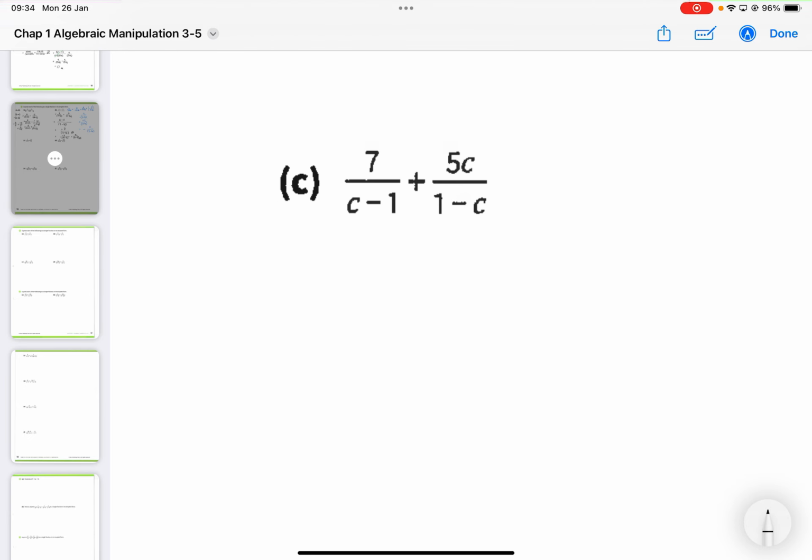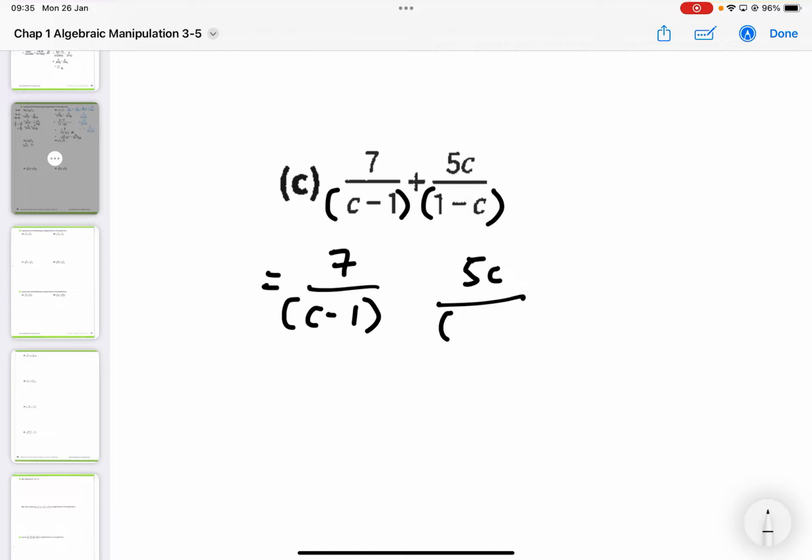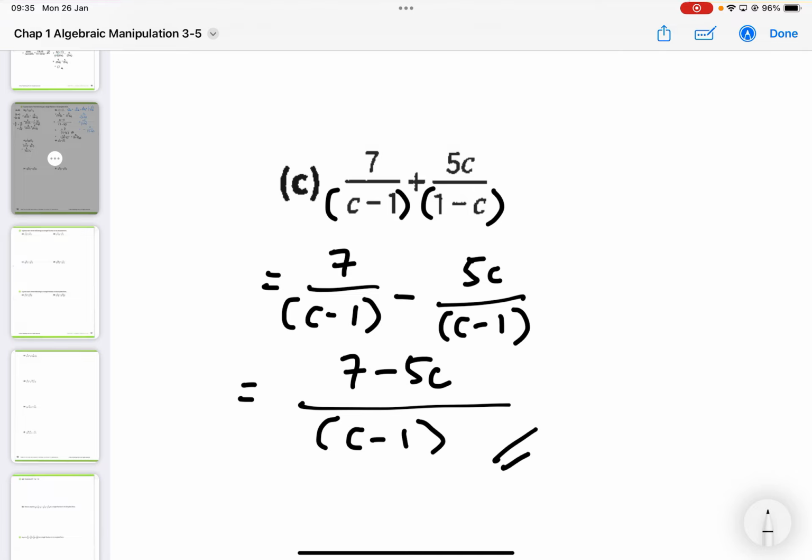Okay? Part C. So first thing, I put my bracket first. Then I see the denominator also. C minus 1, 1 minus c. To make them exactly the same, I need to change the sign. Okay? I want to change 1 minus c to c minus 1. So I will factorize out a negative sign, and the negative sign will change my plus into minus. After that, common denominator, 7 minus 5c. Answer.